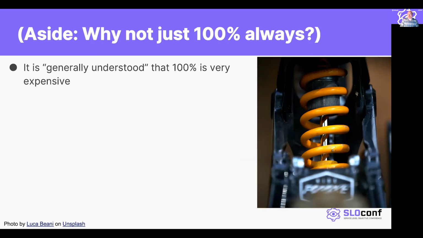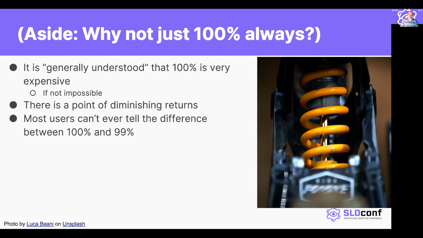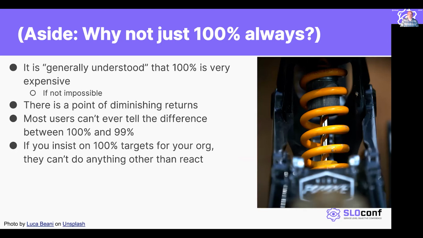We don't really have time to go into anything in more detail here, but it is generally understood that 100% is very expensive, if not actively impossible. And there is definitely a point of diminishing returns. Linear effort will not produce linear amounts of improved availability. Indeed, because the availability of consumer-grade internet hardware is about 99%, most users can't really ever tell the difference between 100% and 99%.